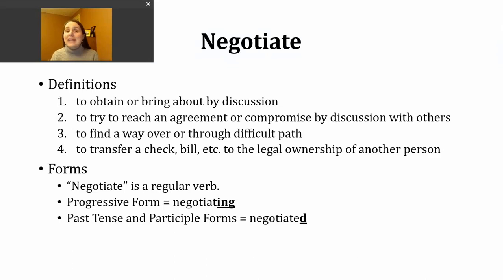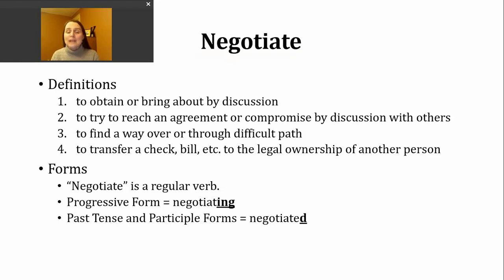A fourth way you could hear the verb negotiate used is to mean to transfer a check, a bill, some other type of legal document to the legal ownership of another person. This one, not quite as common, but perhaps in law or accounting, you might run into this particular usage as well. You should know that negotiate is a regular verb.